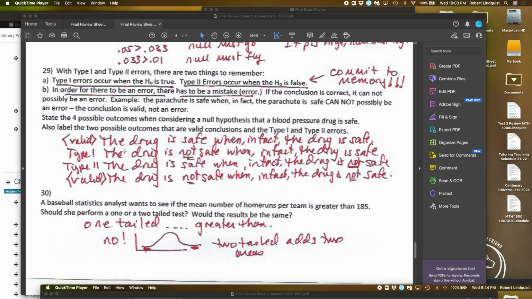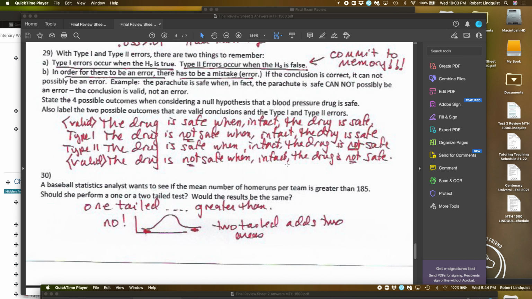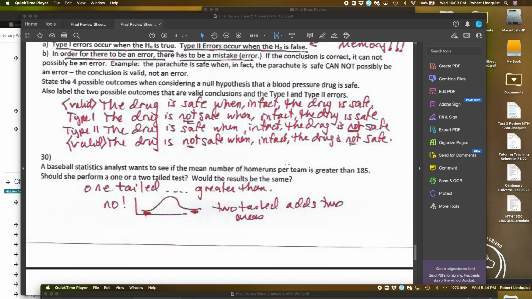The type 1 error occurs when and only when the null statement is true. So the mistake is to say it's not safe when it is safe, because that makes the null statement true. Okay, type 1 error: the drug is not safe when in fact it is safe. The type 2 error occurs when the null is false. So it only occurs when the drug is not safe. So the only way to make a mistake if the drug is not safe is to conclude that it actually is safe. So the type 2 error is when you conclude the drug is safe when in fact it's not safe.